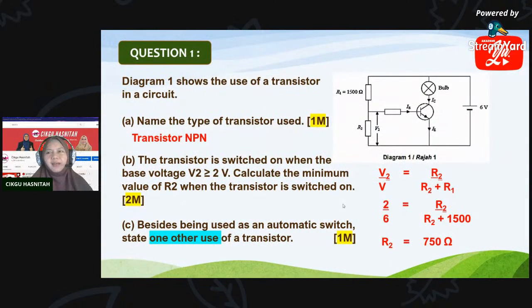Now C. Besides being used as an automatic switch, state one other use of a transistor. This transistor has more than one use other than acting as an automatic switch. What else can we use a transistor as?